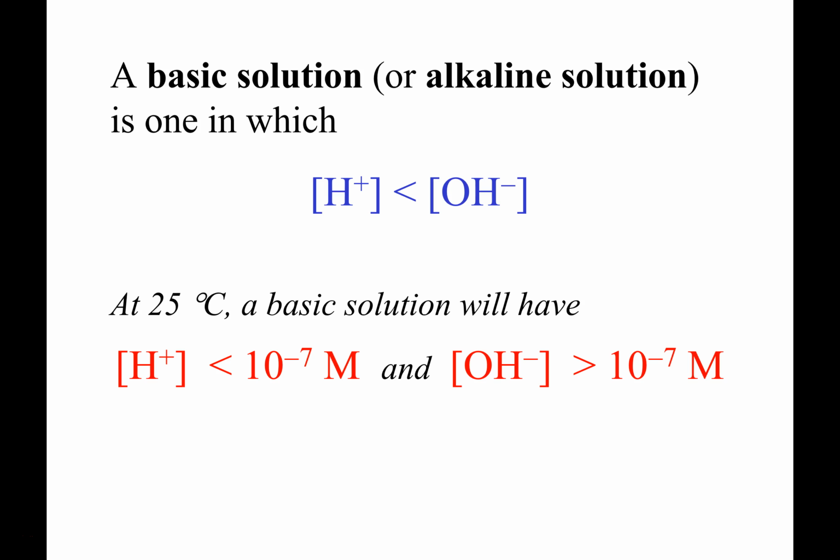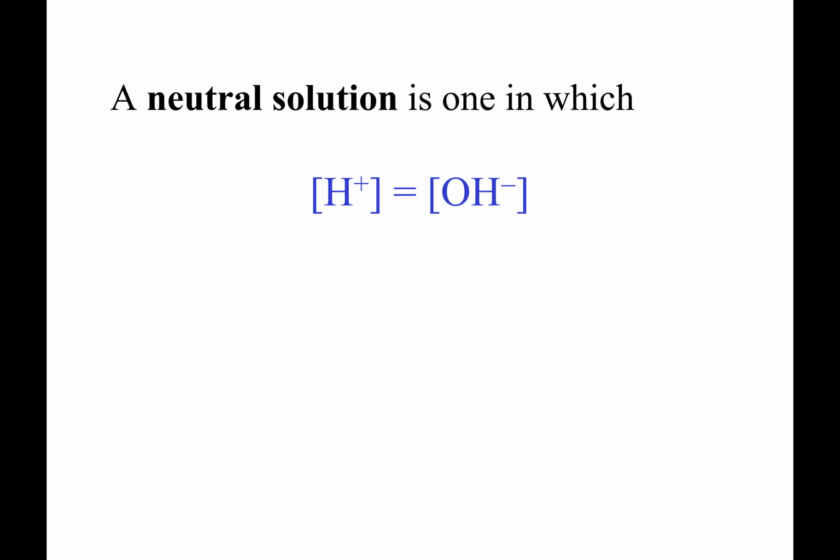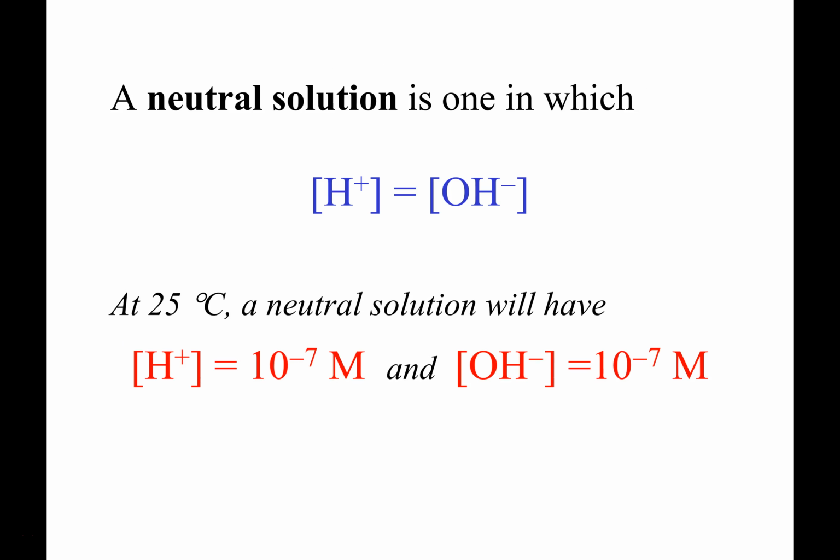Basic is the other way around. You have more OH minuses than you do H pluses. That means your OH minus concentration will be greater than 1 times 10 to the minus 7. Your H pluses will be trailing that. That means your pH will be greater than 7. Again, I find my way around the pH scale more than the pOH scale, but your pOH will be less than 7. In a neutral solution, they're equal. That will be your molar concentration, assuming 25 degrees Celsius. Remember, that's the square root of 1 times 10 to the minus 14. Your pH and pOH will both be 7.